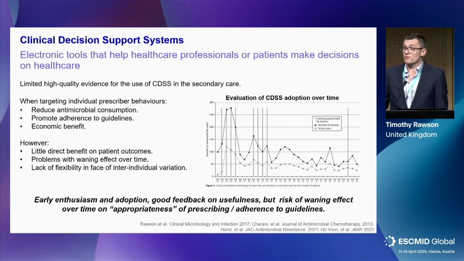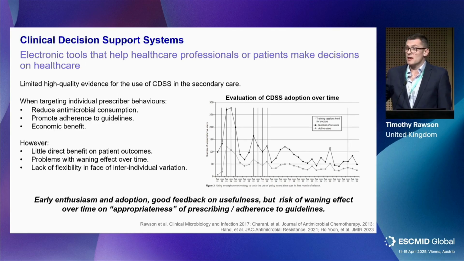Clinical decision support for infection management has exponentially risen in line with our adoption of electronic health record systems. But despite this, in secondary care particularly, there's very limited high-quality evidence to support their application and use. If we think about targeting individual prescribing behaviors, we know that clinical decision support systems have good evidence to show that they can reduce your overall antimicrobial consumption, they can promote adherence to guidelines, and they can have some economic benefit for your hospital. However, there's very little direct benefit for patients demonstrated in the literature at present.